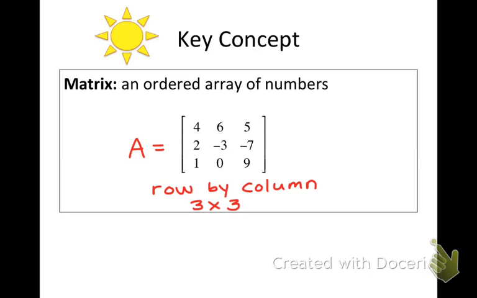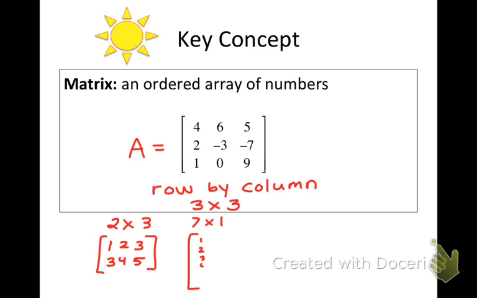So what would a 2 by 3 matrix look like? A 2 by 3 would have 2 rows, 3 columns. So maybe something like that. What would a 7 by 1 be? 7 by 1 would be 7 rows, 1, 2, 3, 4, 5, 6, 7, and 1 column. Right? Okay, so given a matrix, we should be able to decide what the dimensions are. You go by row by column. Okay?